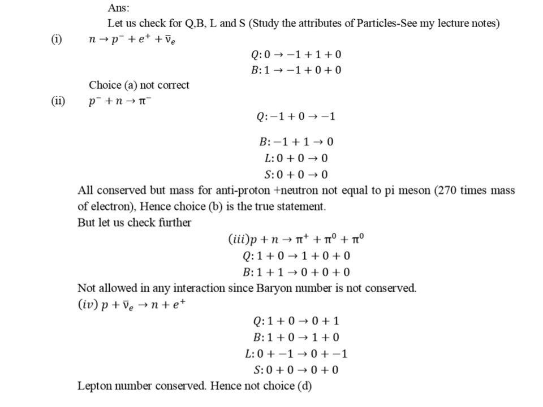Now coming to the last one, that is proton plus antineutrino gives neutron plus electron. Again we check for Q, B, L and S. Lepton number is conserved. It is said in choice D that lepton number is not conserved, but here it is very clear that lepton number is conserved, and hence choice D is also not the answer. So most appropriately choice B is the answer, and we have also discussed why choice B is the answer for the present question.